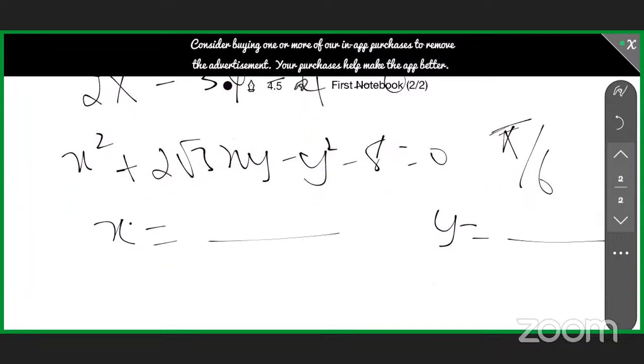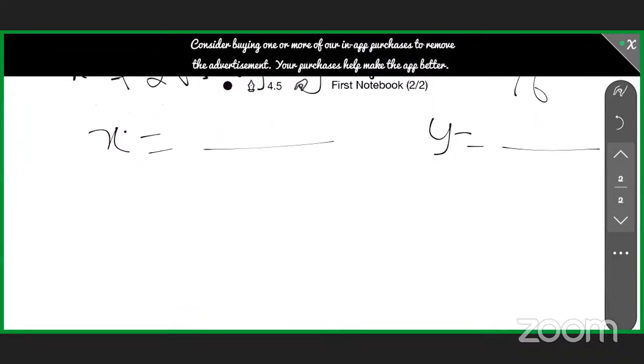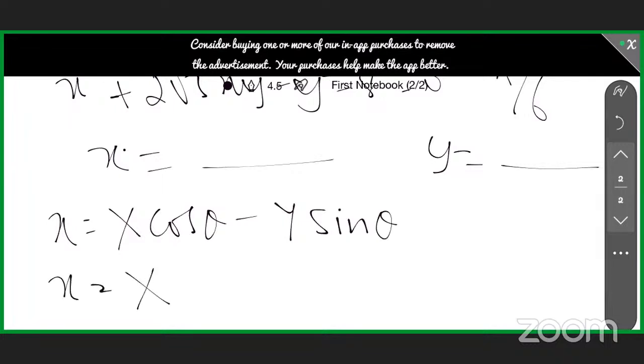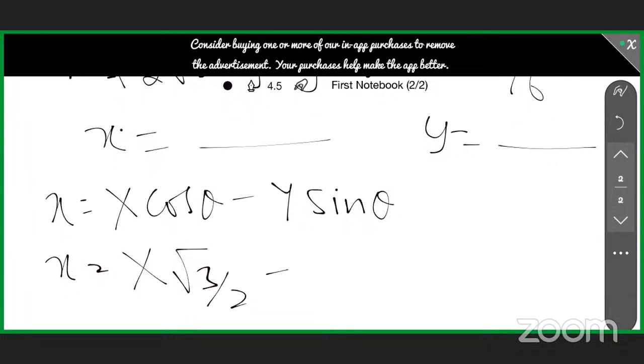We are finding it difficult. So x is equal to capital X cos theta minus capital Y sin theta. That is, small x will become how much? Capital X cos theta is equal to how much? Cos pi by 6, that is it. Cos pi by 6 is equal to root 3 by 2, minus Y will become how much? Sir, I got the answer. Y will become 1 by 2, 1 by 2 Y.